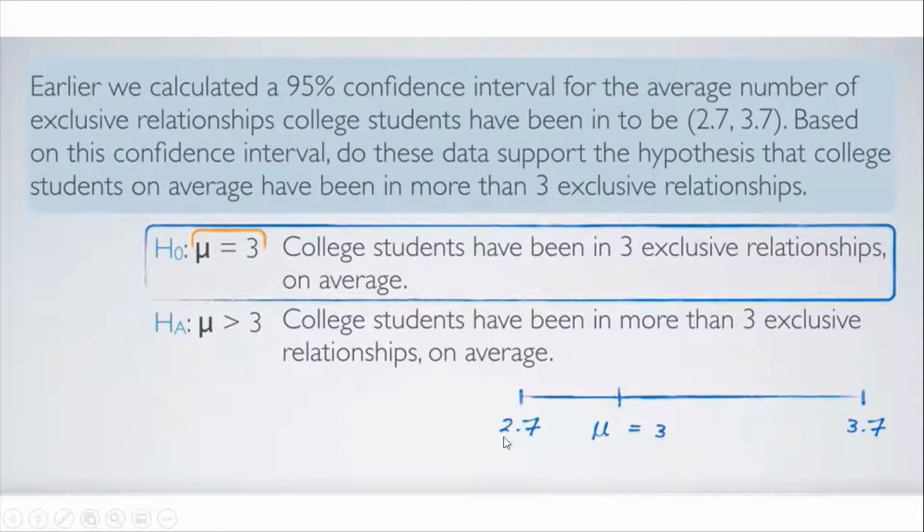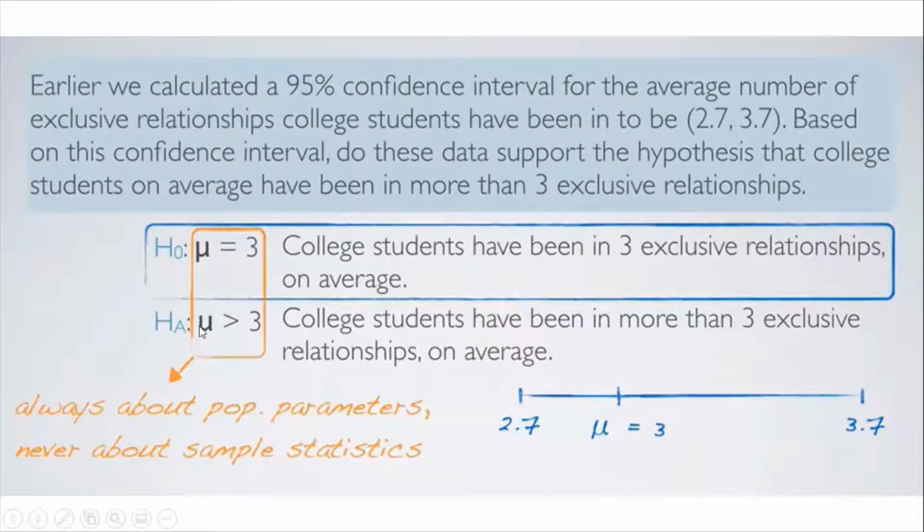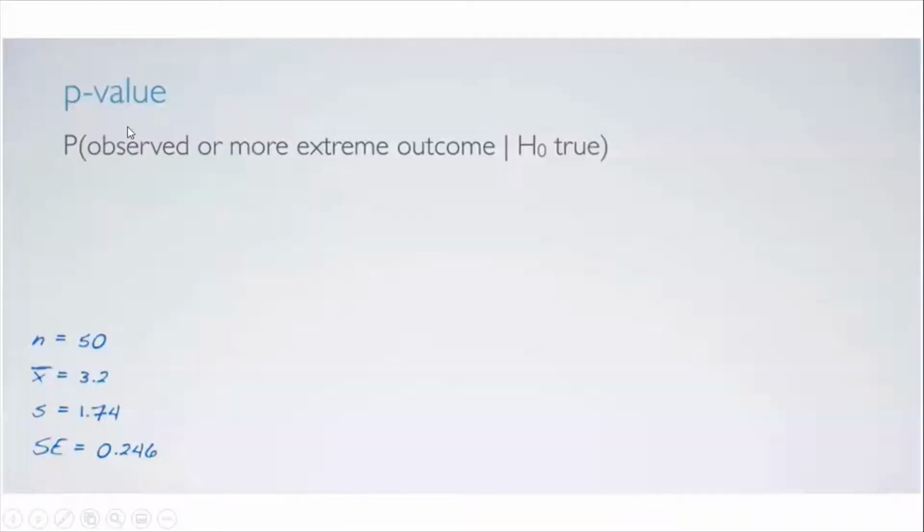Now, our confidence interval tells us the range is between 2.7 and 3.7, and our null value, which is mu equal to 3, is in the middle. When we are talking about a hypothesis, it is always about the population. We already discussed this point before. We do inferential statistics because we want to know about the population, not about sample statistics. So in our hypothesis, we always talk about the population parameter.